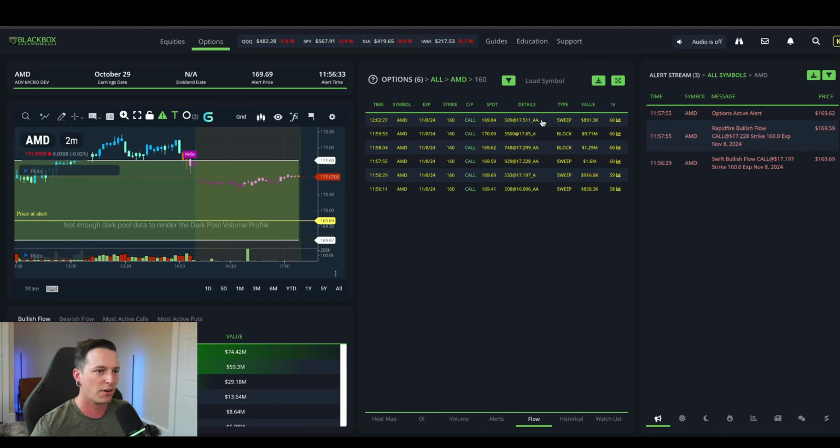Now the other thing that's very important is to notice that all of these say sweep, except for these two, which is okay because there's a bunch of sweeps, and they all say AA or A. This shows urgency. A sweep means the order was split and swept across exchanges to fill. That shows that they just want to get into the trade. They care about filling quick. They don't care about filling at the best possible price.